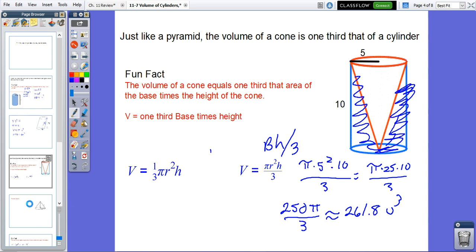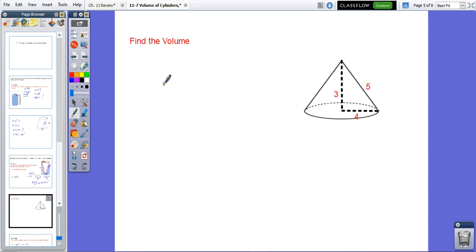Let's try another cone. Try this one on your own and then come back. Hopefully, you set it up the same: pi r squared times height. Now, there's two heights here. Which height are we using? Are we using the 3 or the 5? If you put 3 down, you're correct.